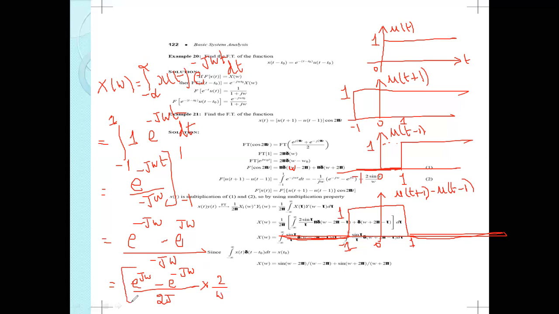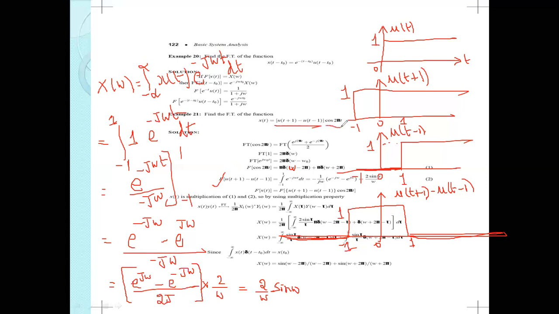So what is this function? e power jx minus e power minus jx by 2j is a sine function. So 2 by omega into sine omega. You see here, 2 sine omega by omega is the Fourier transformation of only this function.